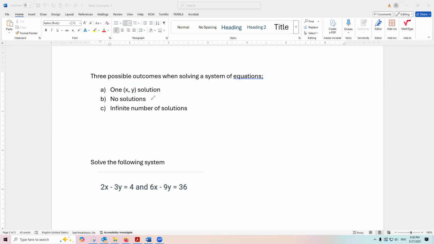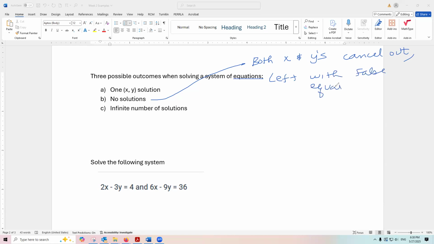Well, here's what's going to happen. If there's no solution, when you solve the system, both the x's and y's cancel out, and you're left with a false equation. A false equation might be something like 0 equals 7 or 9 equals -2. These are false equations. When that happens, there's no solution.